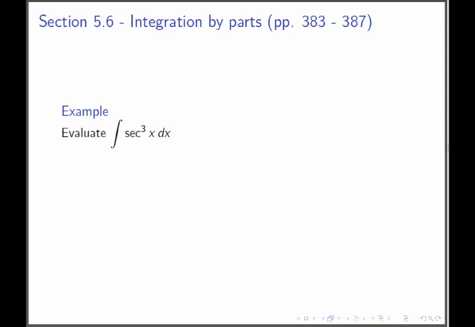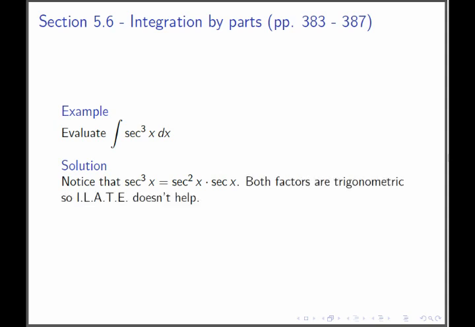As an example of this, let's try to compute the antiderivative of secant cubed of x dx. Well, let's first note that this is secant squared of x times secant x. And I want to use integration by parts to evaluate this integral, but notice that both factors are trigonometric, so the ILATE acronym doesn't work.